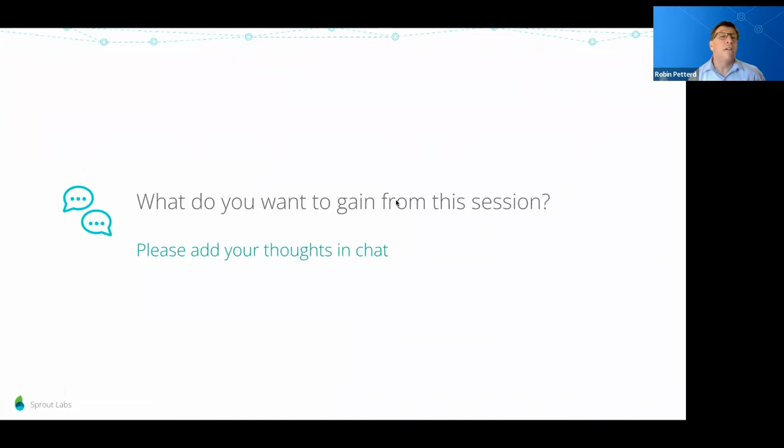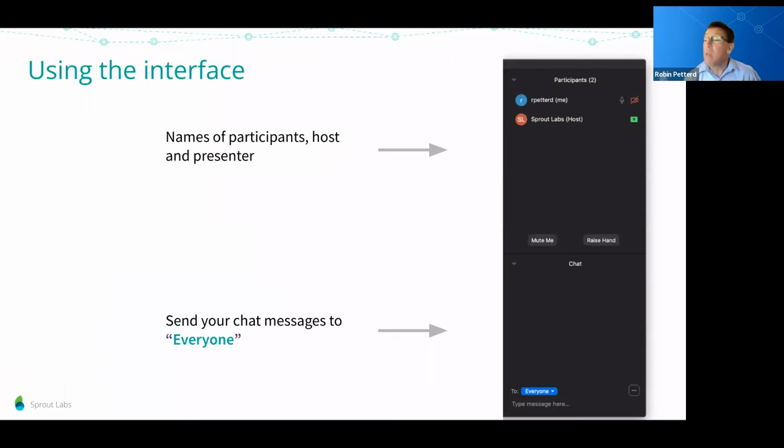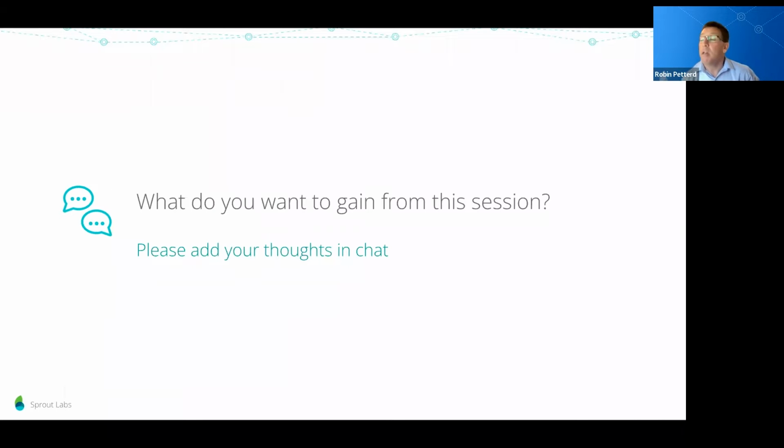I want to do a quick exercise. I want to see what people want to get from this session. So if you can chat, could you just quickly write in what you want to get from the session? Some people fill out the form as they're coming in, not everyone does. So I'll just get my chat up so I can see it a little bit better.